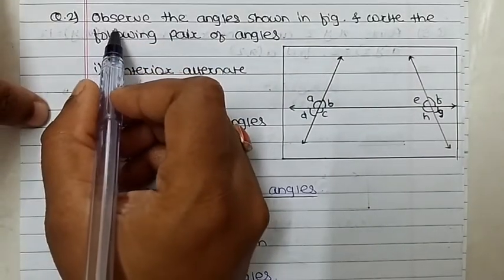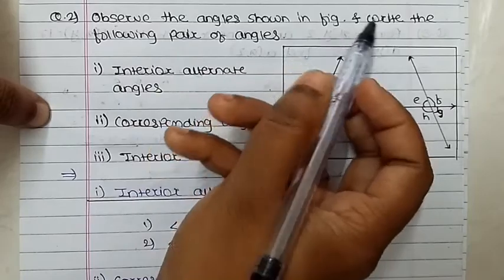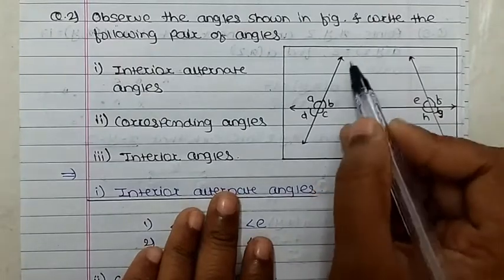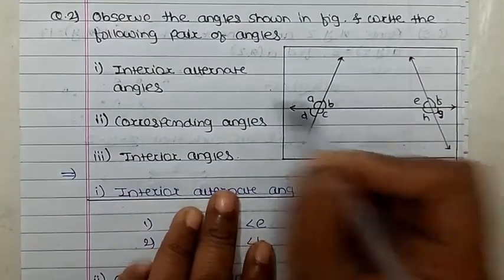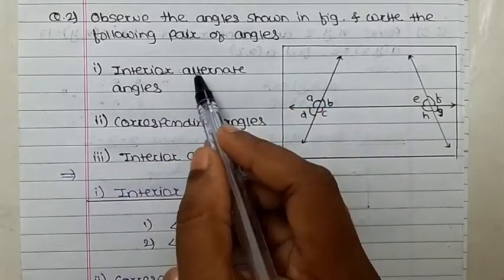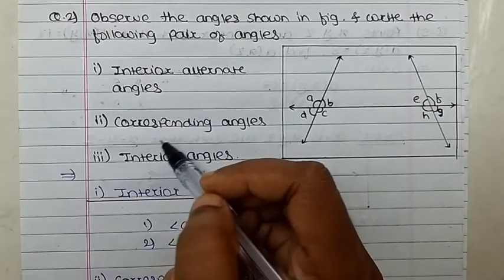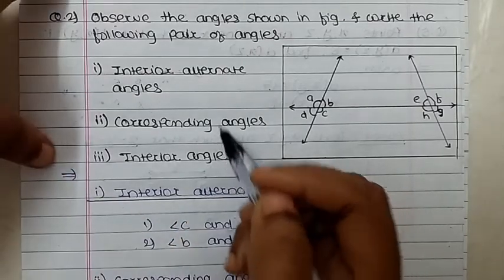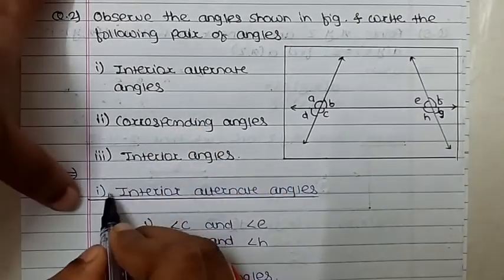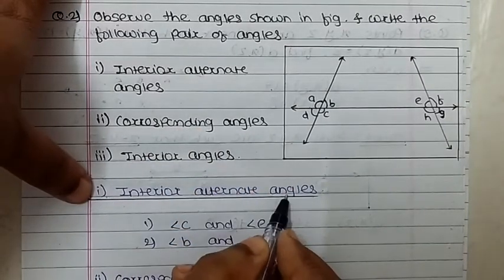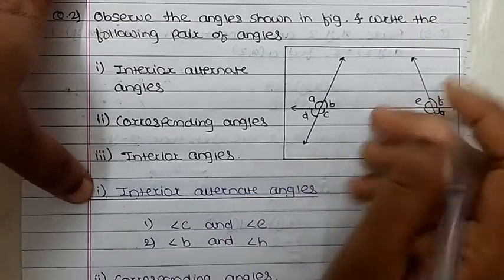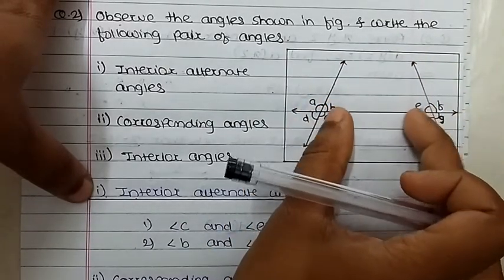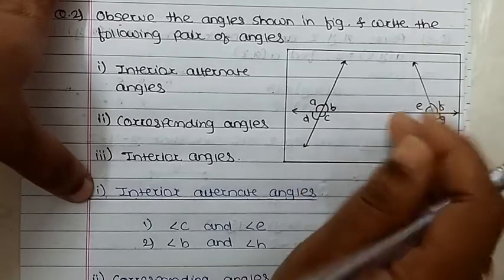Next, question number 2. Observe the angles shown in the figure and write the following pairs of angles. In this question one diagram is given. According to that diagram we have to write down the pairs of angles: interior alternate angles, pairs of corresponding angles, then pairs of interior angles. So we will solve this question one by one. Your first part is interior alternate angles. What are interior angles? Like these are two lines, this one and this one. In between these two lines, these are the interior angles.